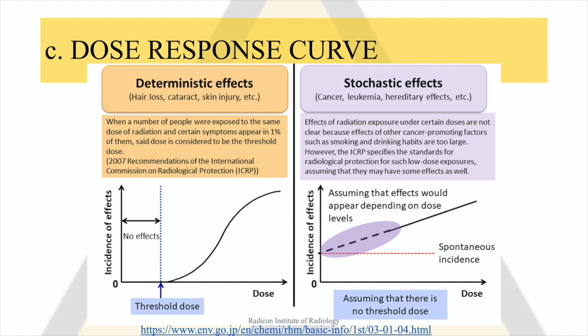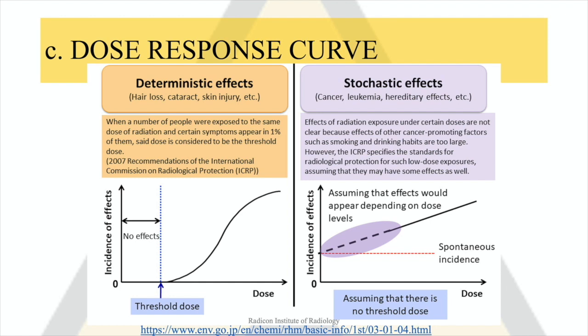Amount of radiation after which 1% of exposed population can develop a certain symptom, the said dose is considered to be the threshold dose. Second type of the curve on the right side is linear. Mostly shows lower dose at lower dose rate and does not assume safe levels. Such dose effect is observed in stochastic effects such as cancer, leukemia, and hereditary effects.